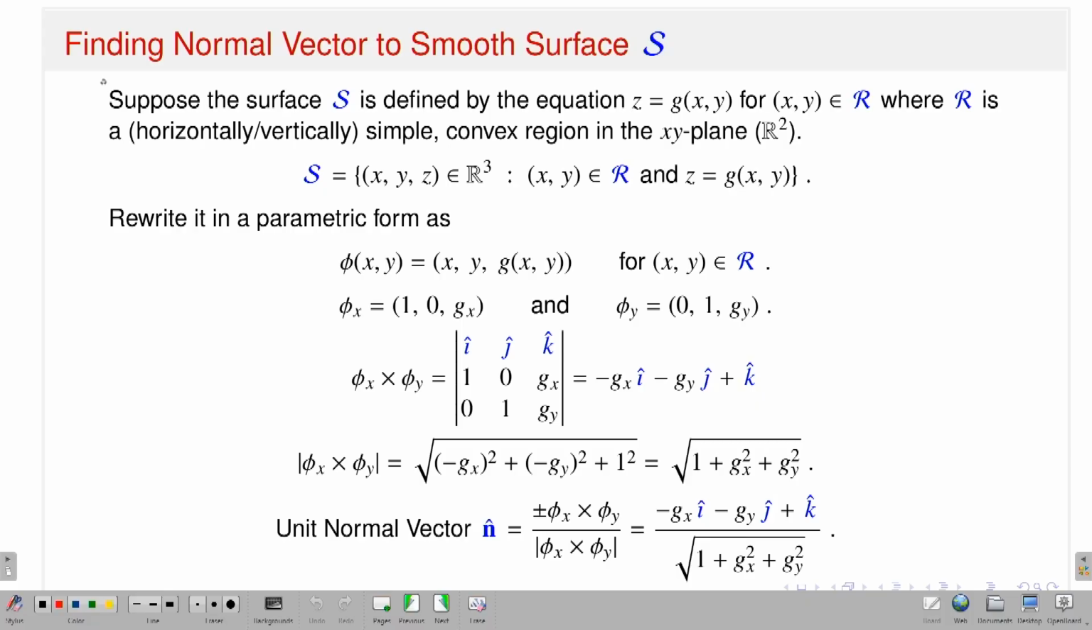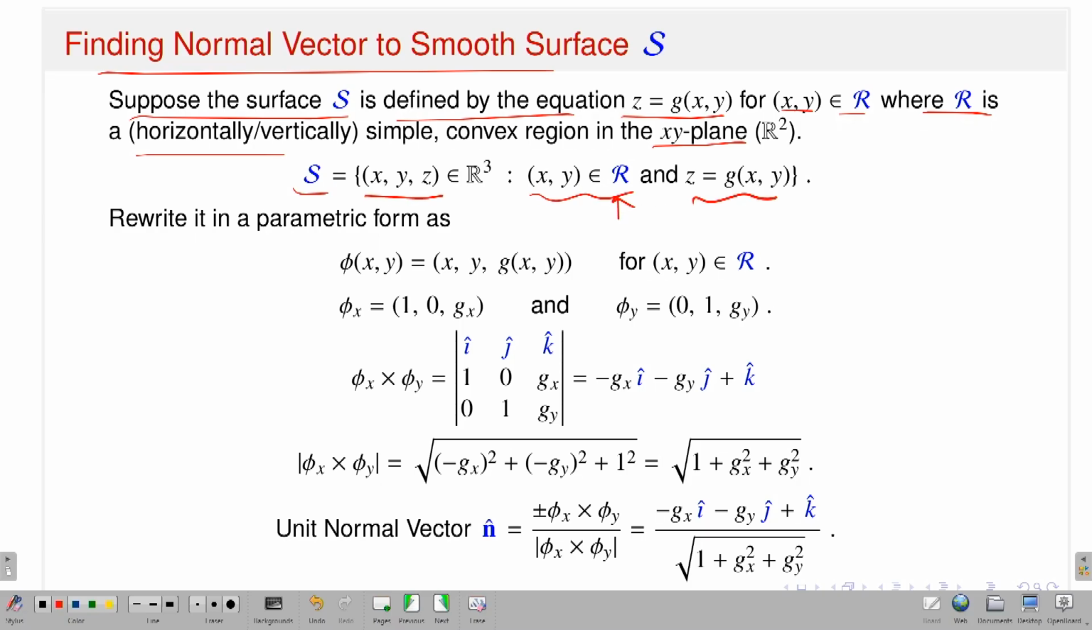This is another formula, for finding the normal to a smooth surface if it is given in what is called the explicit representation. Suppose the surface S is defined by the equation z is equal to g of x, y. That means the points in R3 are x, y, and g of x, y, where x, y runs over R, a nice region, that means a horizontally or vertically simple convex region in the xy plane. Then rewrite this in parametric form.